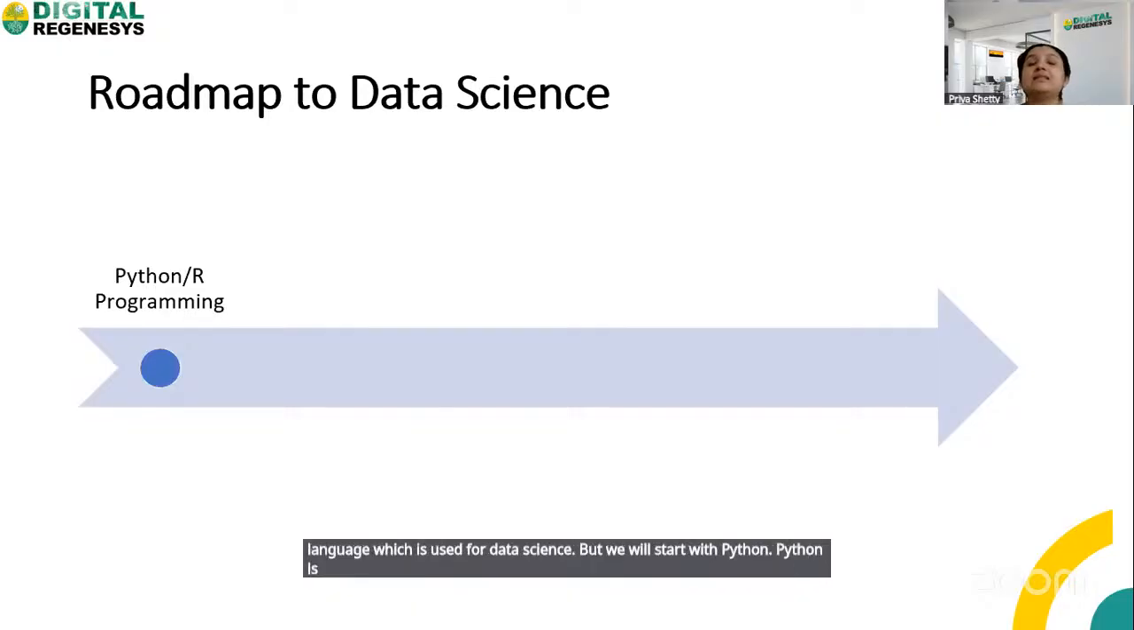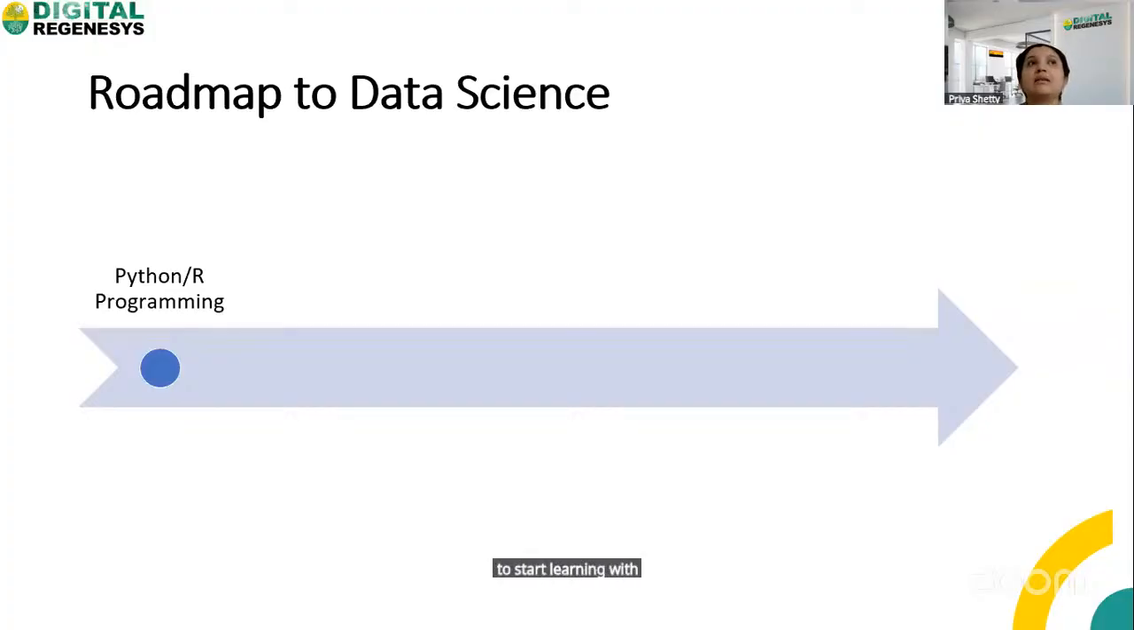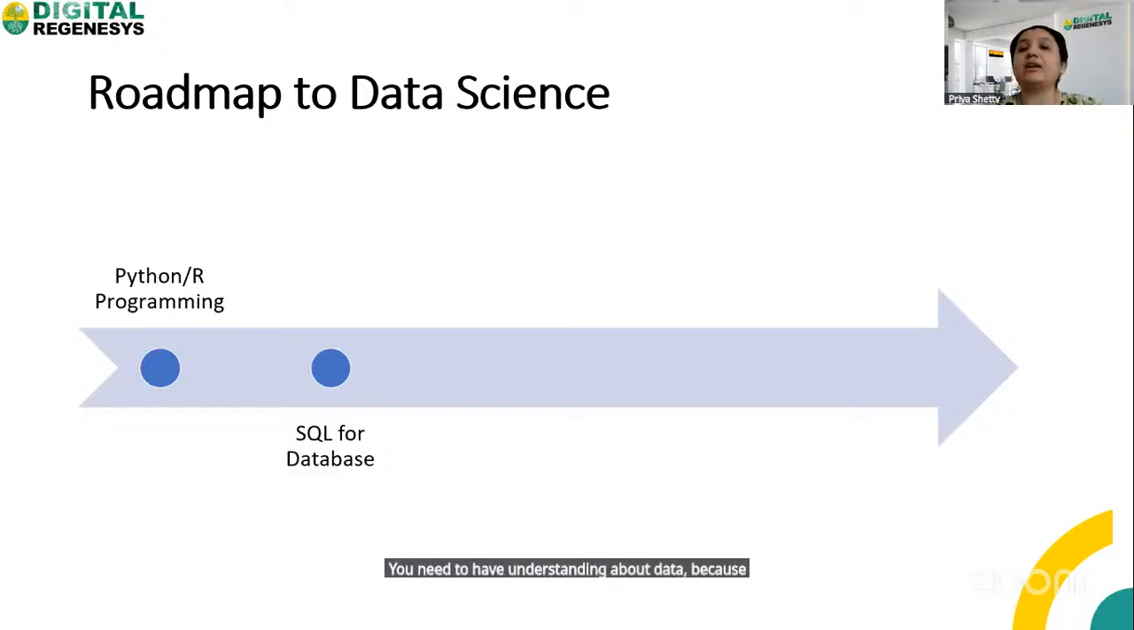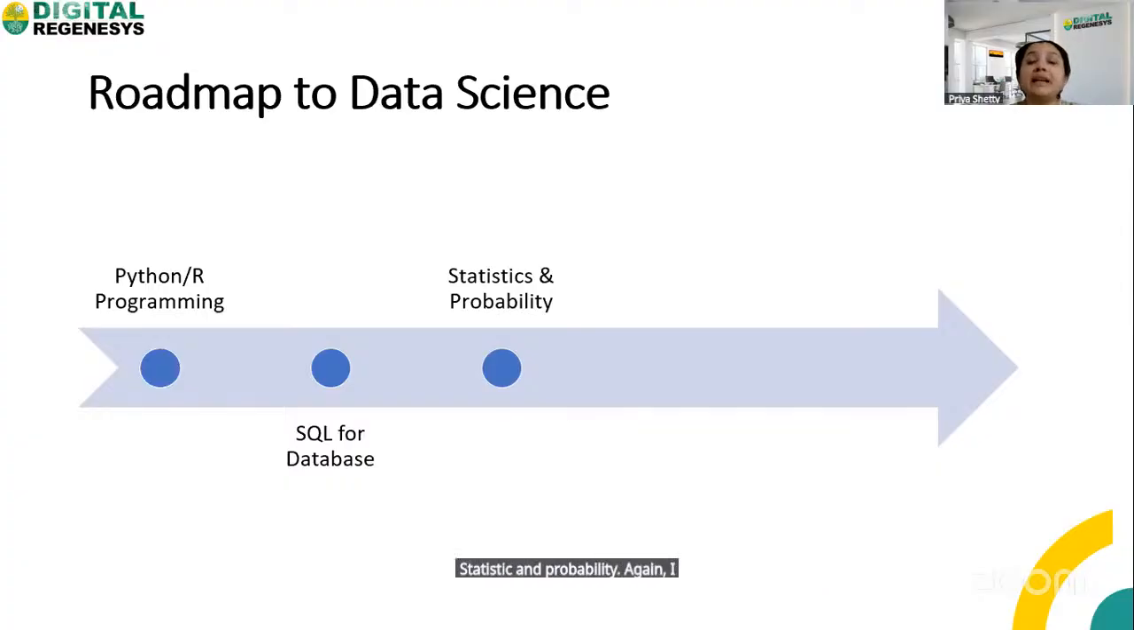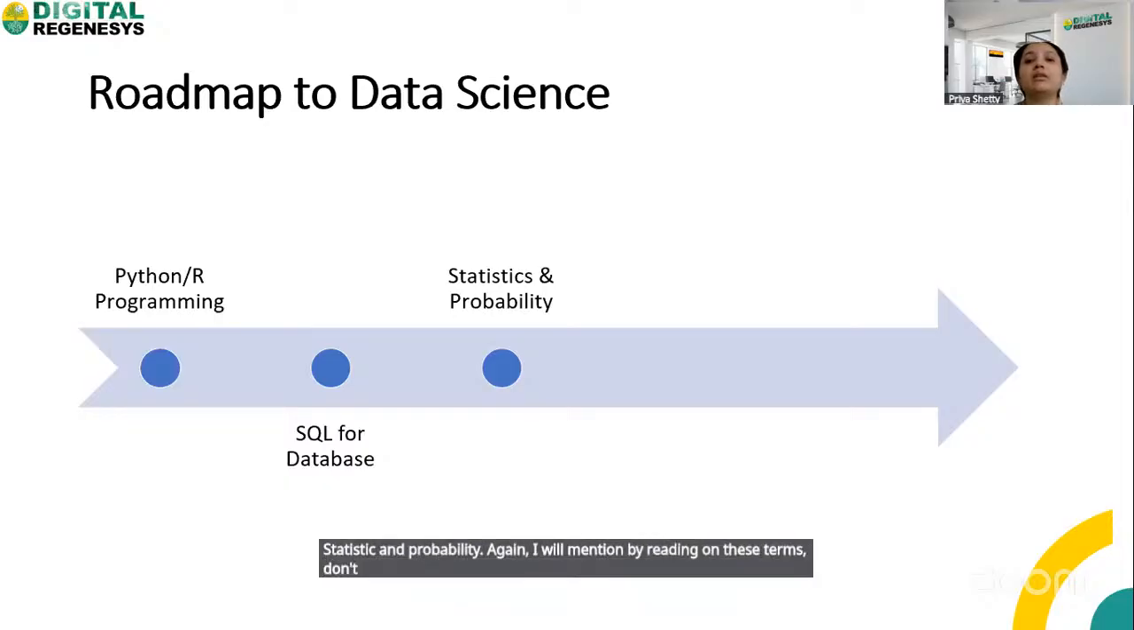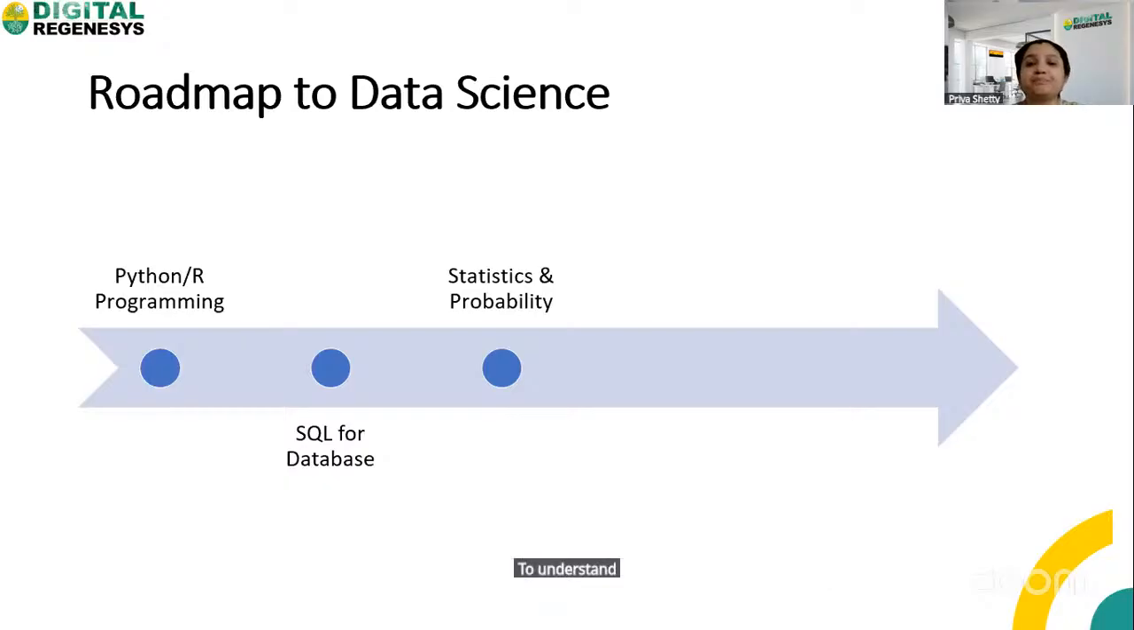Python is the easiest language in data science to start learning with, because it is easy to learn for non-programmers also. You need to have an understanding of data, because everything starts with data over here. Data plays a very important role in AI. So you need to understand how data is handled using SQL. Statistics and probability. Again, don't consider that here comes the mathematics and I have to be very good in mathematics. No. But yes, you need to know the basics of statistics and probability to understand how it works.